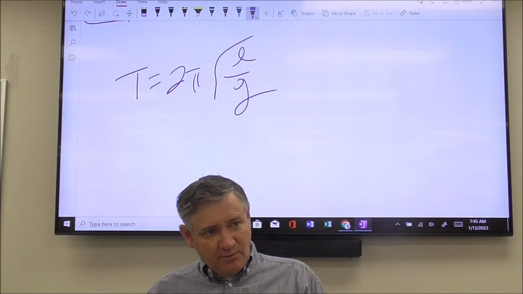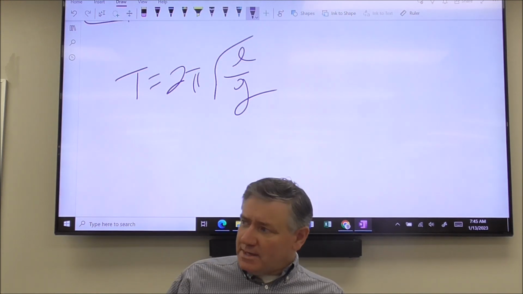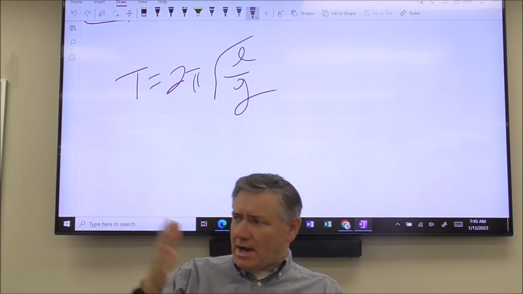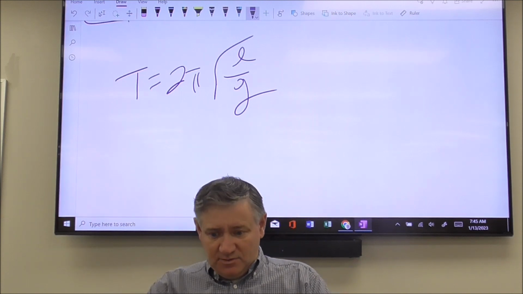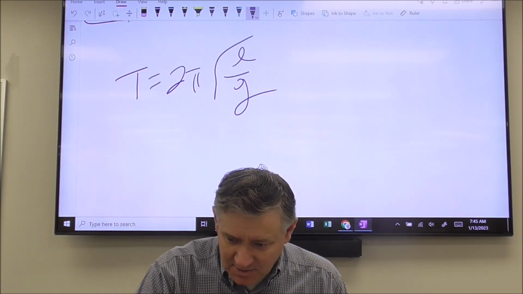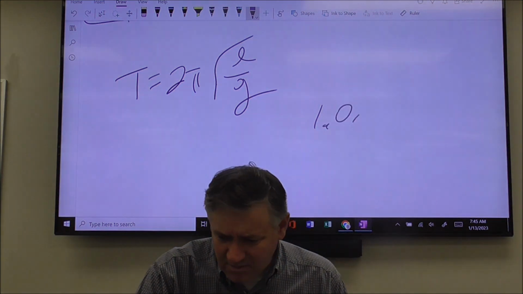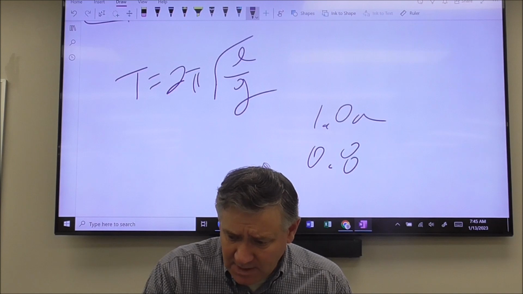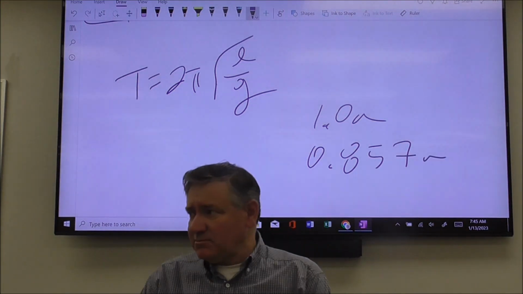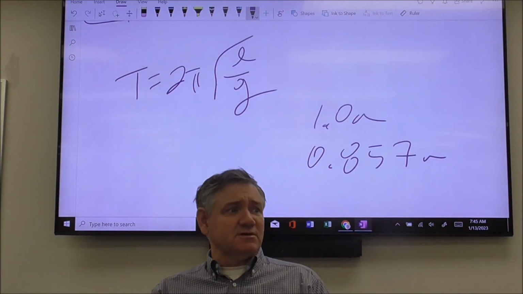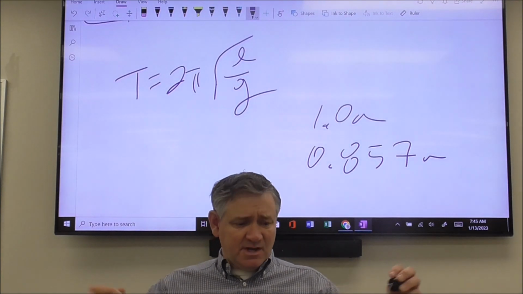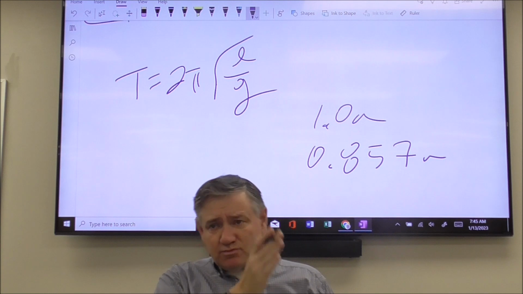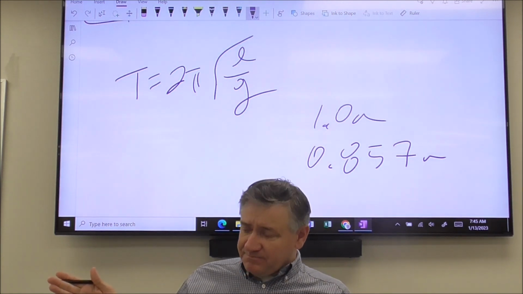And then you get that equation, and then you ask, well, what can we measure? Oh, well, we can measure the length. Well, how do we measure that length? Do we write it out as, how long is it? Oh, it's about 1 meter. Or do we say it's 0.857 meters? There's a huge difference between those two. In one situation you're saying, how long is it? It's about 1 meter. The other one is a very, very precise measurement.